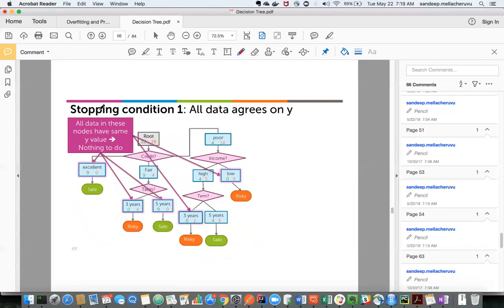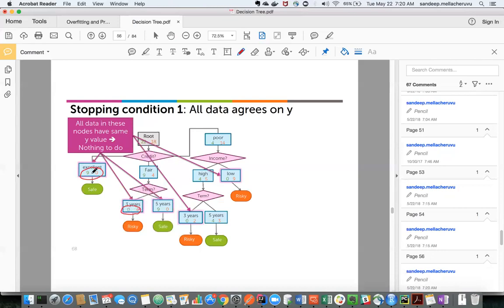So the first thing, stopping condition 1: if all data agrees on y, what does it mean? It is a pure node. Here all the data agrees on safe. None of them is saying risky loan, so you don't have to worry about splitting it again. Here all the data is saying it is risky. They are agreeing to the same point. They are not saying anything is safe in this node. So again, this is a pure node.